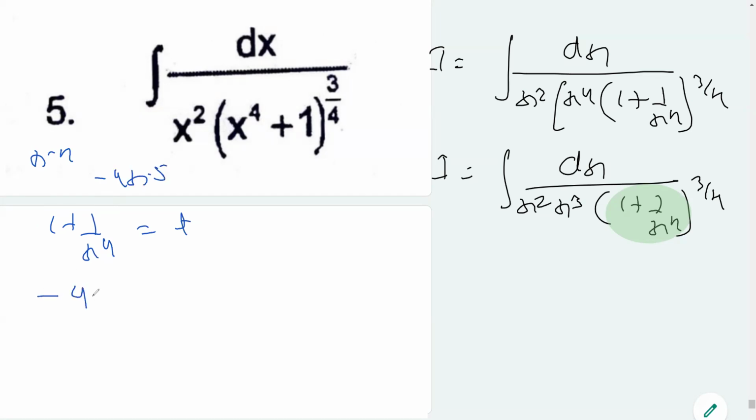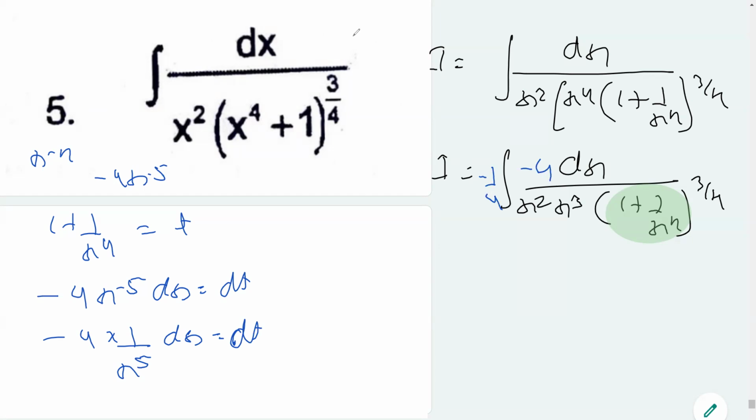So from here we'll get minus 4 x raised to the power minus 5 dx is equal to dt, which you can even write as minus 4 into 1 over x raised to the power 5 dx is equal to dt. Now check, we don't have minus 4 and we have the rest. So I've divided, multiplied by minus 4. Now this is I is equal to minus 1 by 4 integration, this is x raised to the power 5 and minus 4 x raised to the power 5.